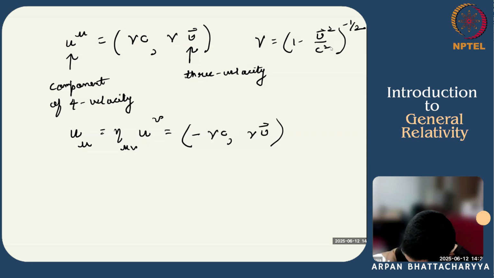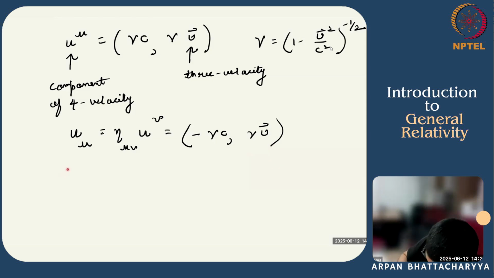Because if you look at the sum carefully, the 0th component picks up a sign change. Eta 0 0 times u 0, which is gamma c, but eta 0 0 is minus 1. So when we lower the indices with the eta, you will see that there will be a sign change in front of the 0th component. And of course, because eta 1 1, eta 2 2, eta 3 3 are all plus 1, there is no change for the spatial components.